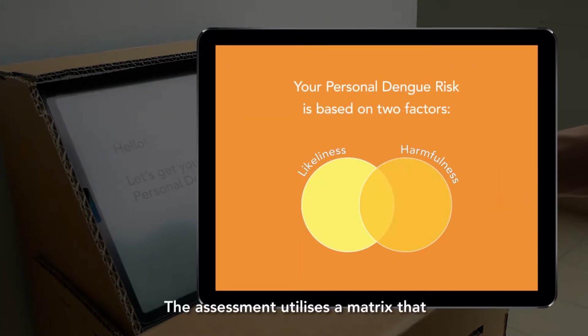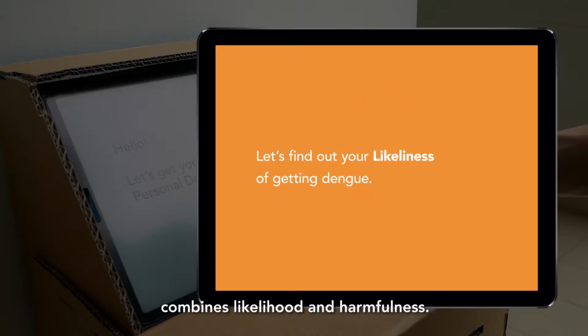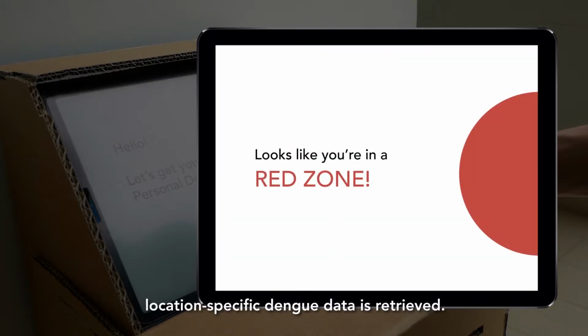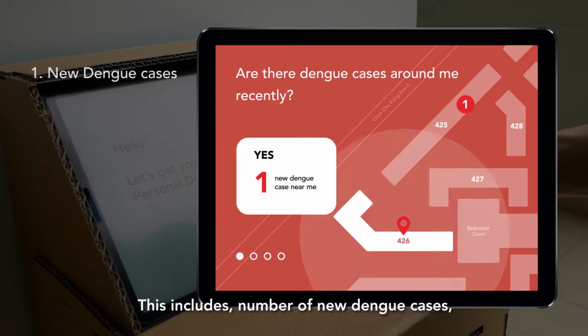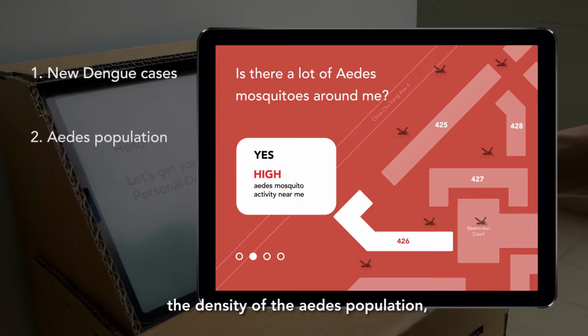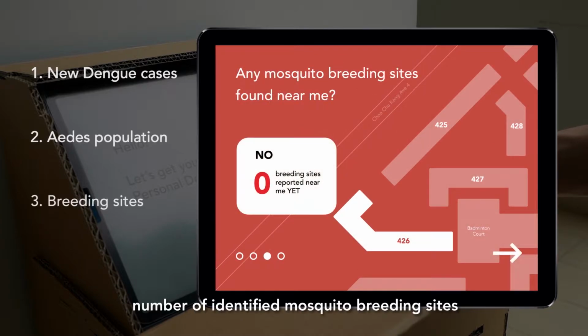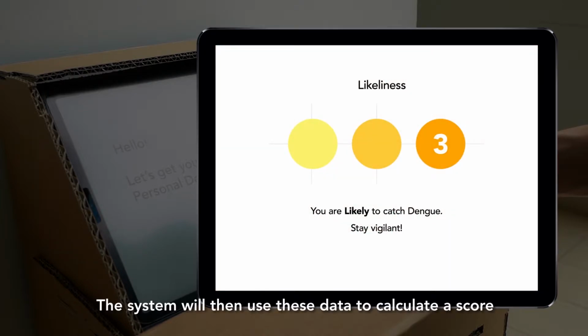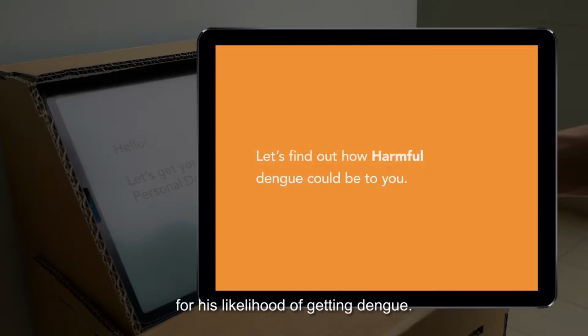The assessment utilises a matrix that combines likelihood and harmfulness. Jay enters his postal code and location-specific dengue data is retrieved. This includes the number of new dengue cases, the density of the area's population, the number of identified mosquito breeding sites, and the rainfall history. The system will then use this data to calculate a score for his likelihood of getting dengue.